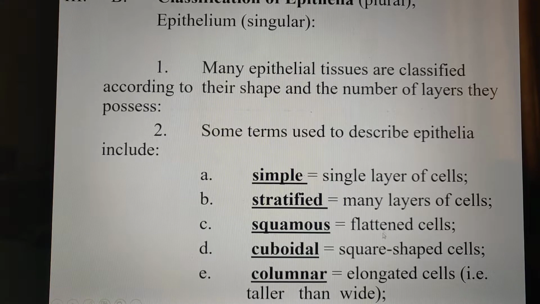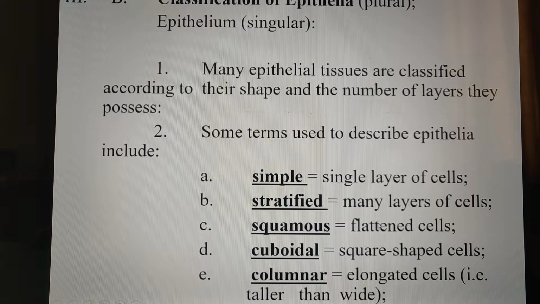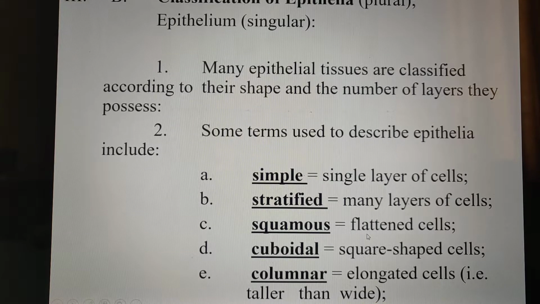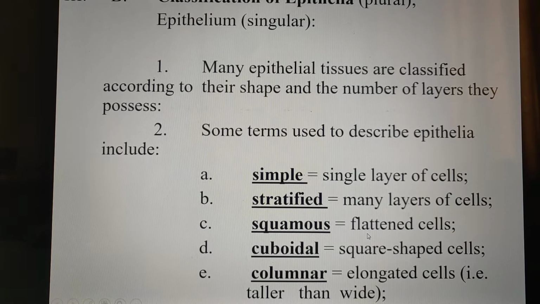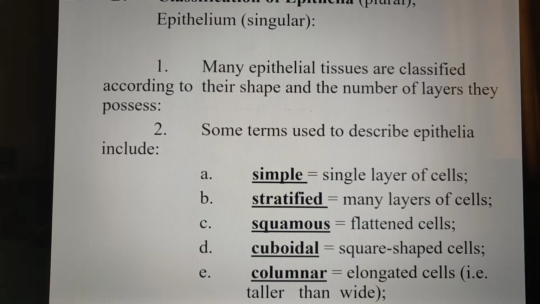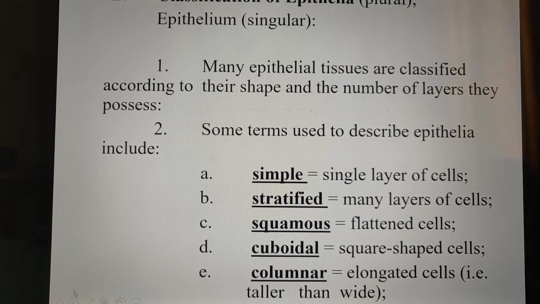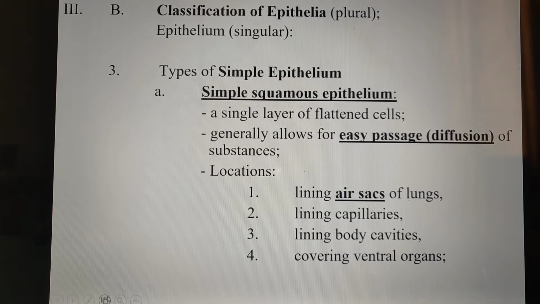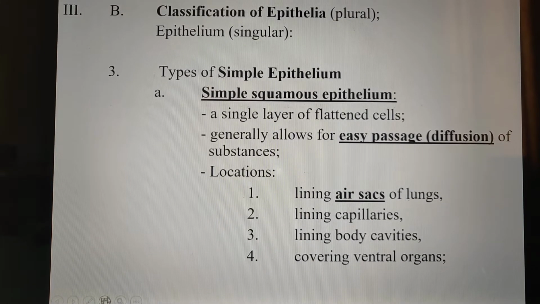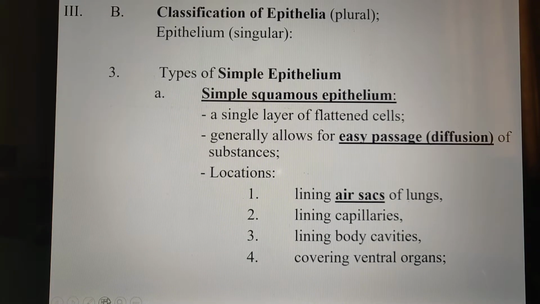Squamous means the cells are flattened, with a breadth which is more than the length. Cuboidal means the length and breadth are equal, a square shape. Columnar means the length is more than the breadth, elongated cells. So this is the meaning of the epithelial cell shapes. Now the classification of the epithelia.